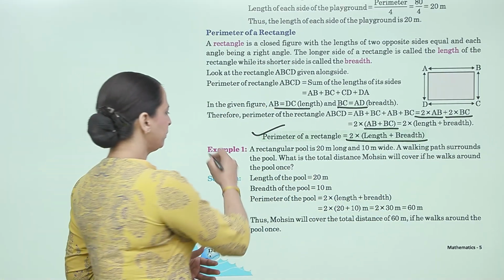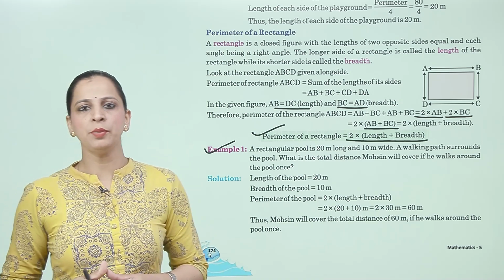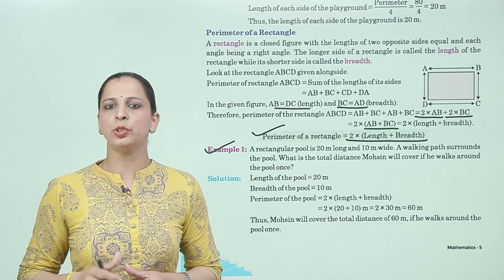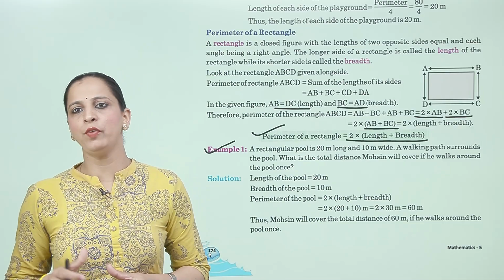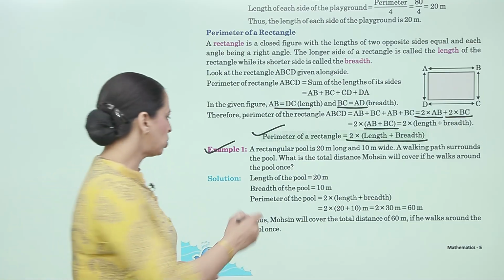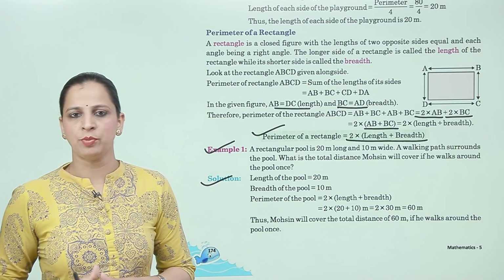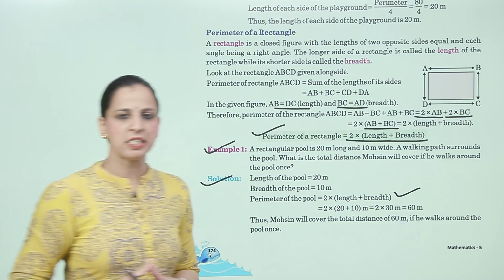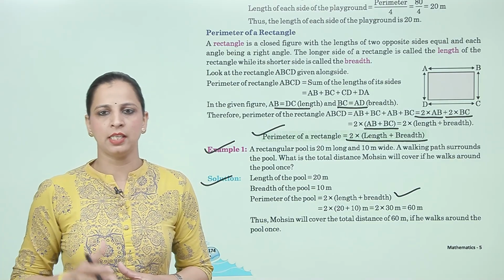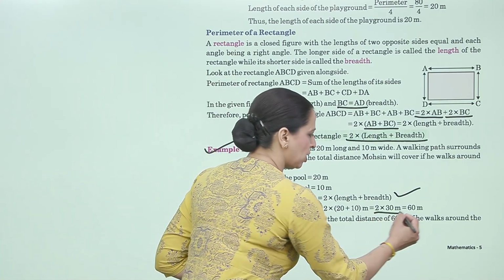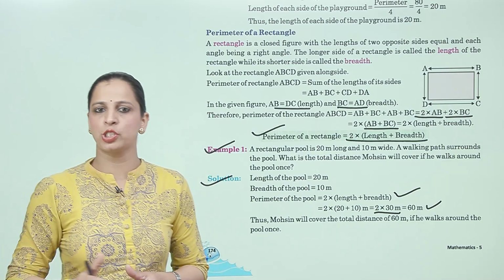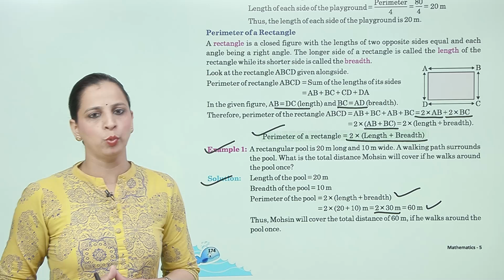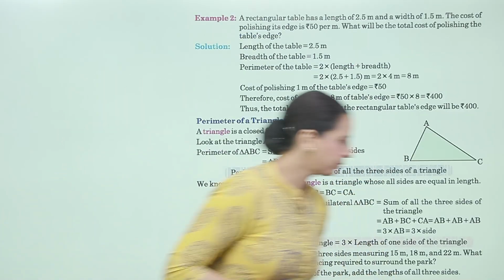Now, example 1. A rectangular pool is 20 meter long and 10 meter wide. A walking path surrounds the pool. What is the total distance Mohsin will cover if he walks around the pool once? Now, solution. Length of the pool is 20 meter. Breadth of the pool is 10 meter. Perimeter of the pool is 2 into (length plus breadth). That is 2 into (20 plus 10), which is 2 into 30 meter, equal to 60 meter. Thus, Mohsin will cover the total distance of 60 meter if he walks around the pool once.